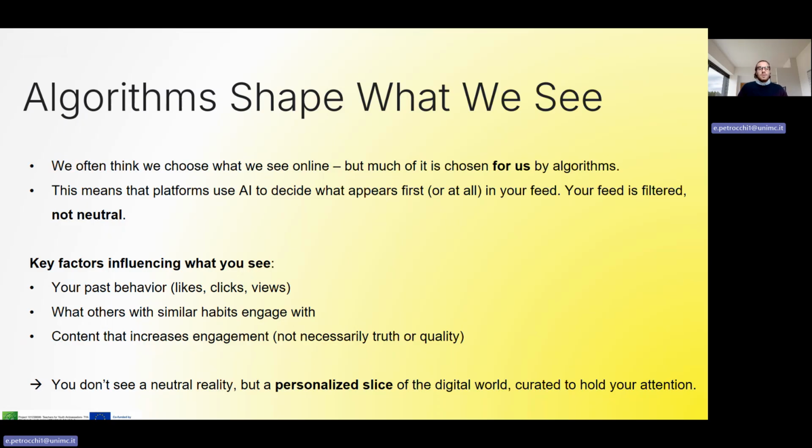And of course, there are some key factors influencing what we see: our past behaviors, what others, like-minded people, liked, others with similar habits. Content that increases engagement is also important, because even if we don't like it, even if it doesn't relate to our stated and implicit preferences, maybe it is emotionally charged, and then we are going to watch it. All of that makes digital platforms appear like a neutral environment, but they are super personalized, and then the opposite of neutral.